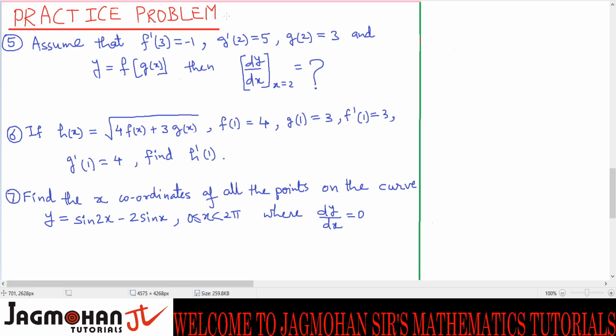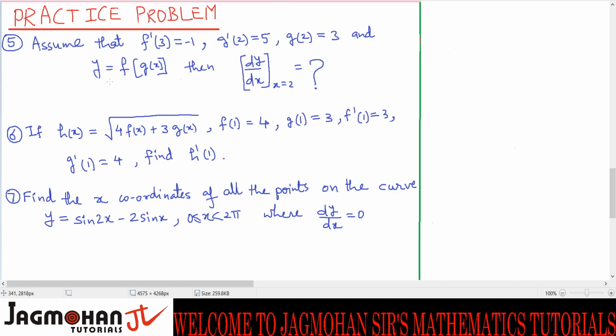Let's see few practice problems. Question number 5. Assume that f dash 3 is equal to negative 1, g dash 2 equals 5, g of 2 equals 3, and y equals f of g of x. Then we have to find dy by dx for x equals 2.